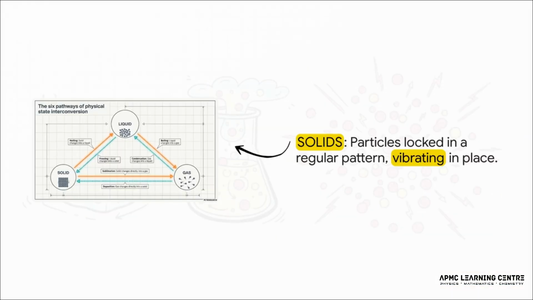First up, solids. In a solid, the particles have the least amount of energy. I want you to picture them like a perfectly arranged audience in a theater. They're locked into this neat repeating grid by really strong forces pulling them together. They can't just get up and wander around. But, and this is key, they're not perfectly still. They're constantly vibrating in their fixed spots, kind of like they're fidgeting in their seats.